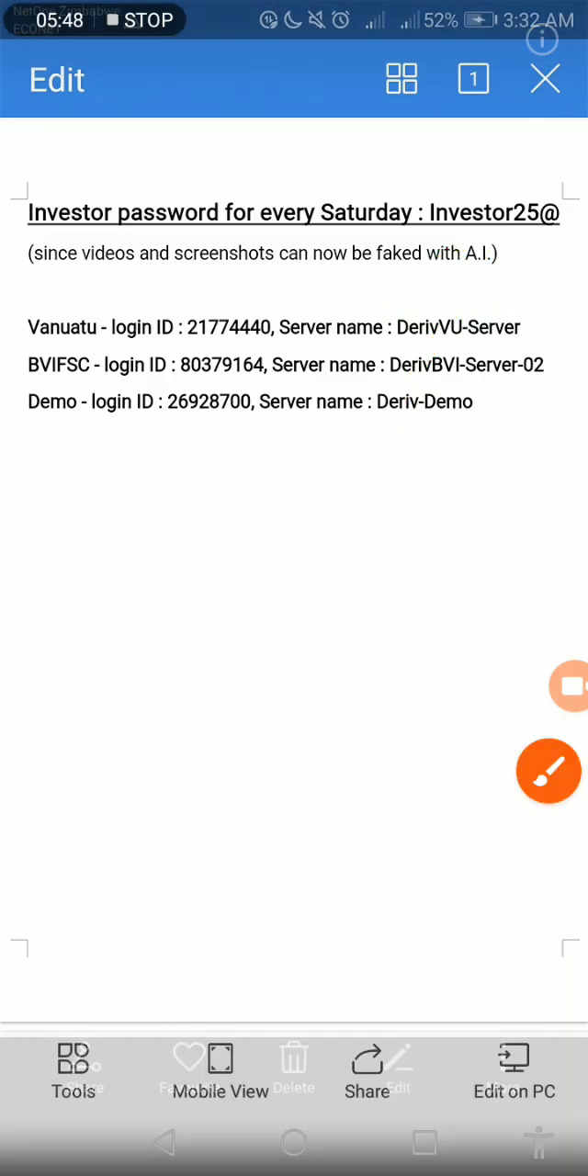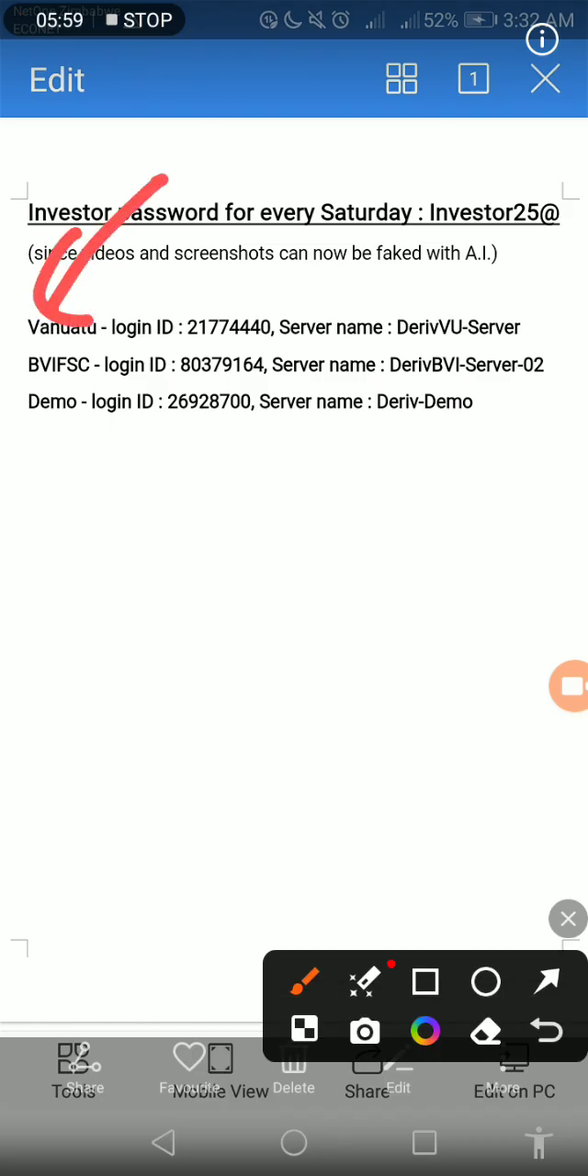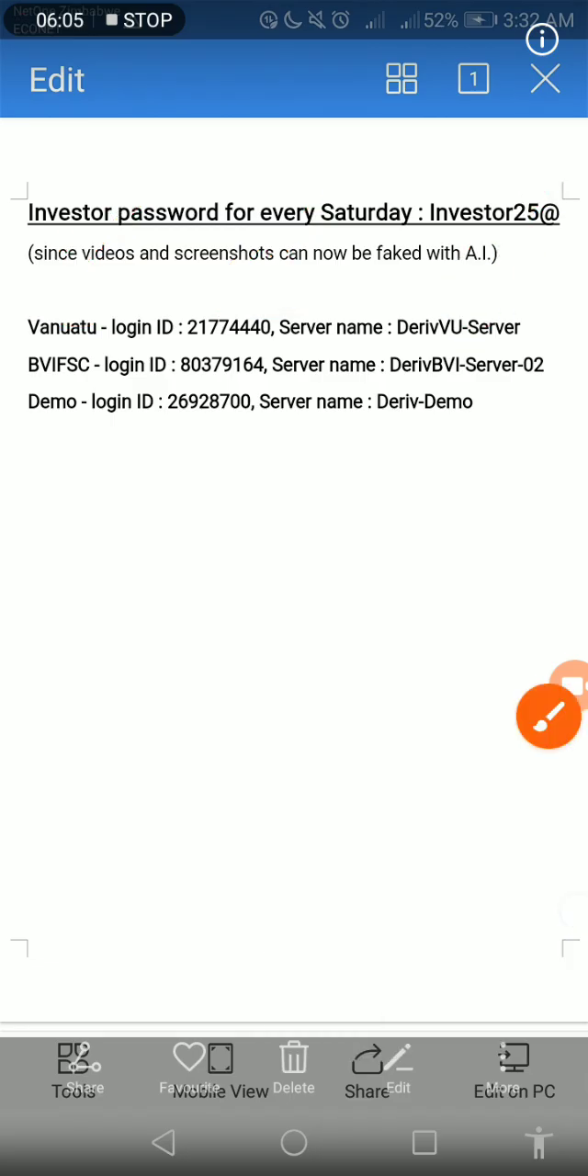So to log in the accounts for those new to trading, remember, just type in Deriv on the broker and then select the type of account, and then enter the login ID, then specify the specific server name.